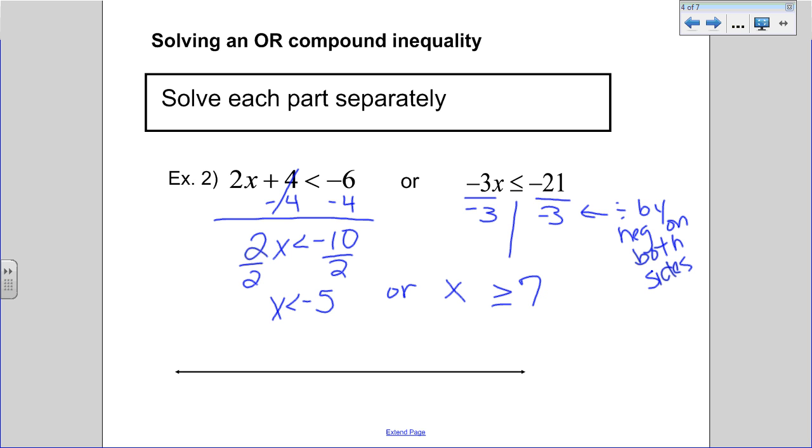Not -7, I mean +7. So what you're going to show me is all numbers less than -5. That's one solution for me. Or all numbers greater than 7.